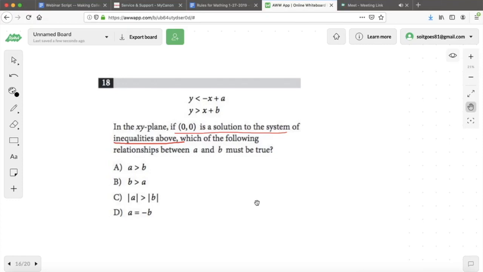Why are they telling us that? Well, solving a system of inequalities, you find the values for x and y. They give you a true statement for both. And so, right? Here's what I need you to do.